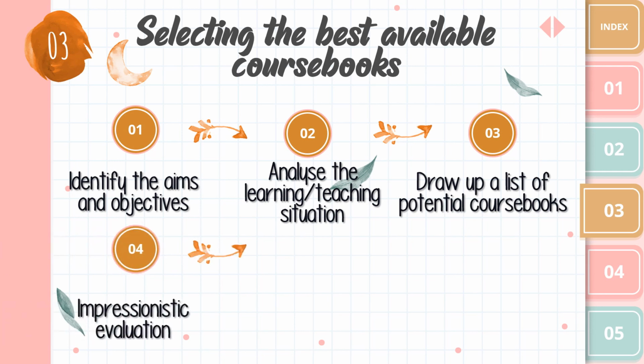These books should be subjected to an impressionistic evaluation to eliminate those that are obviously unsuitable. The resulting shortlist should consist of perhaps between 3 and 5 coursebooks, and this will be the subject of an in-depth evaluation process using criteria that are most relevant to the needs of the teachers and learners concerned.